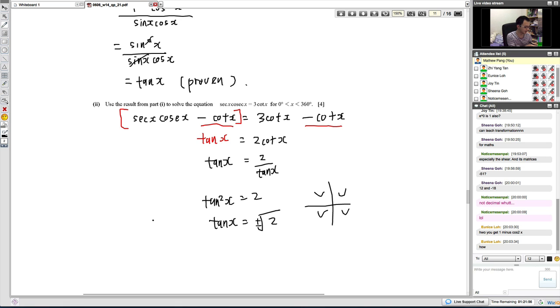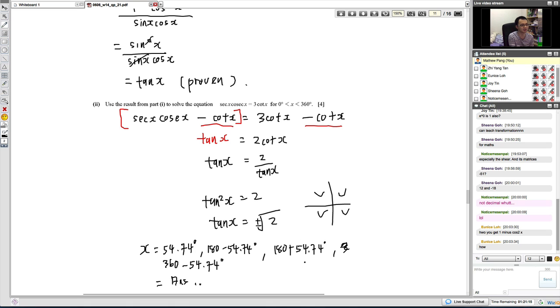And make sure your calculator is in degrees. Then I will shift tangent square root 2. So I have all the answers. First quadrant is 54.74. Second quadrant is 180 minus 54.74. Third quadrant will be 180 plus 54.74. And the last quadrant will be 360 minus 54.74. Alright, you just use the calculator to solve all the values. This one should be very easy. I'm not going to calculate here. You just use your calculator to plus and minus only.